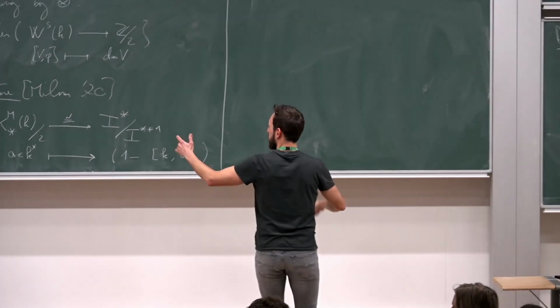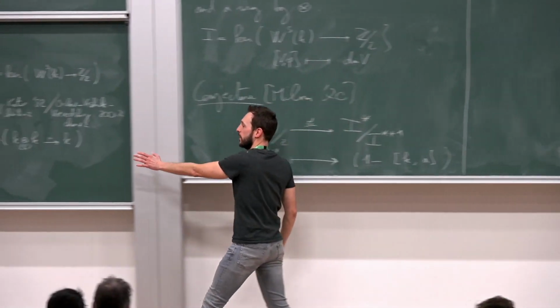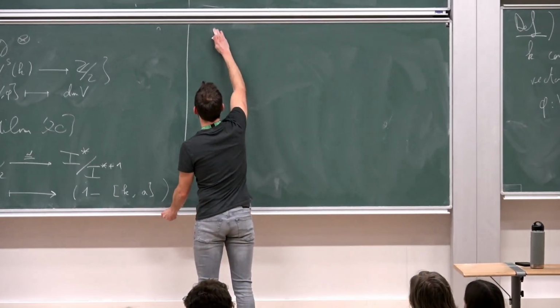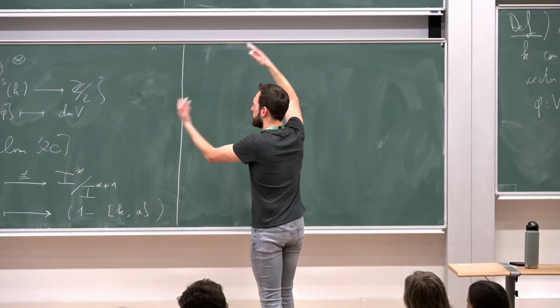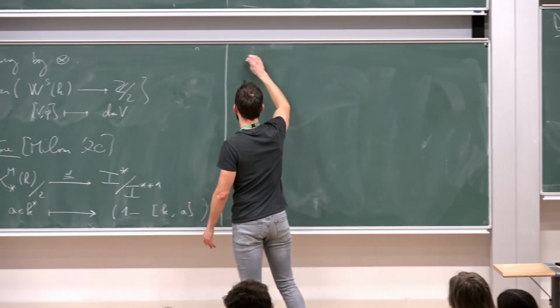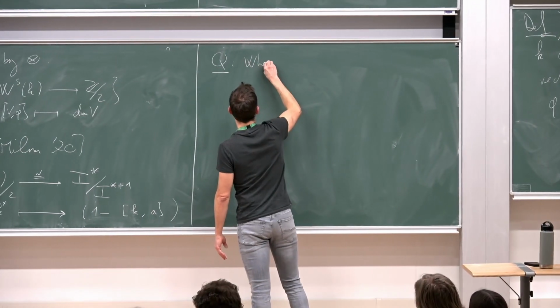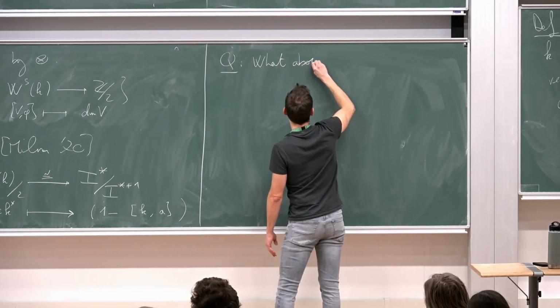Right, but we're going to see in a second, I'm going to try to talk about this statement here, but the general question is what happens if you try to do this type of statement for something different than algebraic K-theory? What about something else?